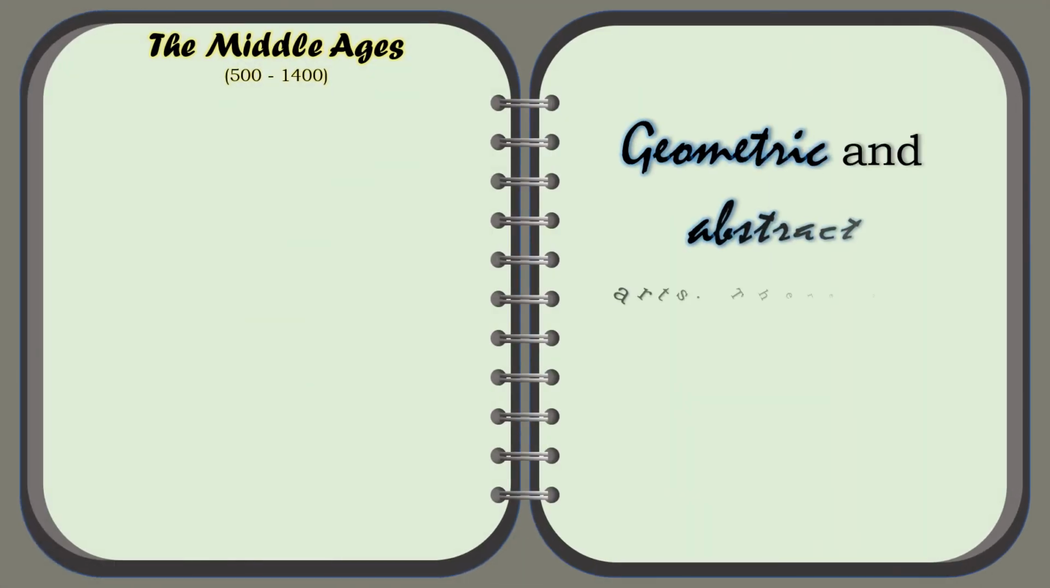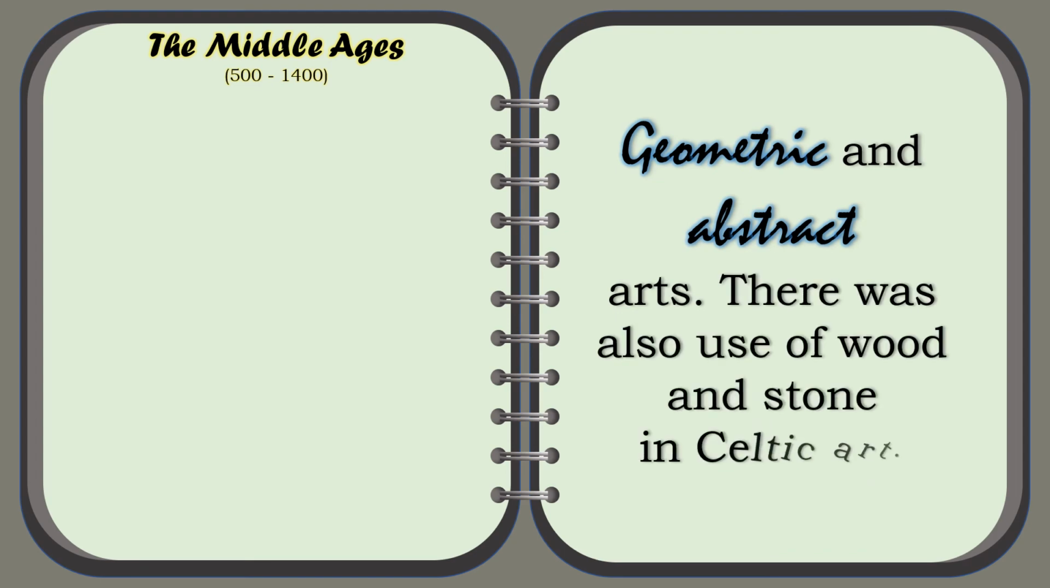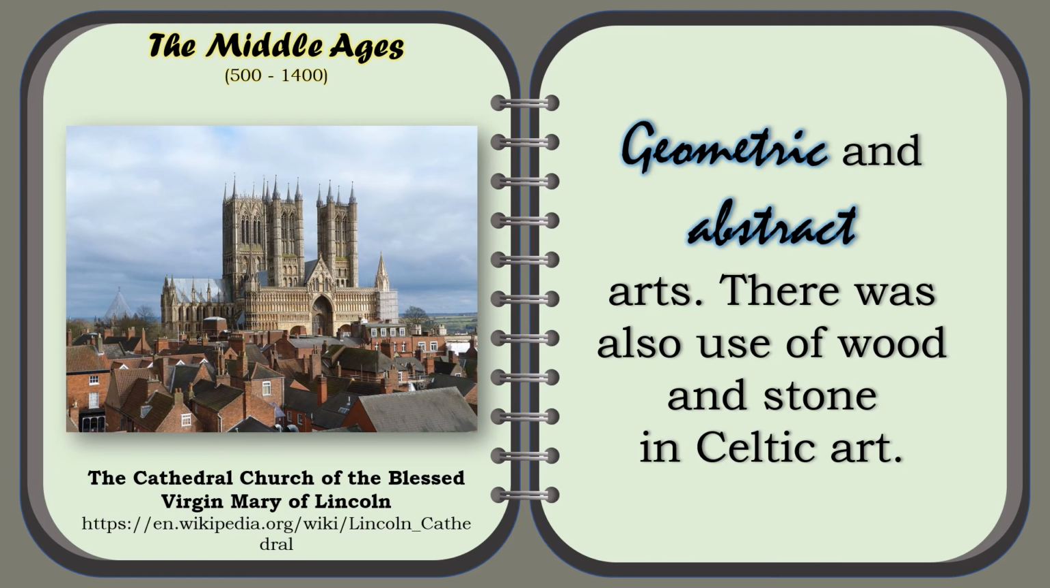Geometric and abstract arts. There was also use of wood and stone in Celtic art. For example, castles and cathedrals. The Cathedral Church of the Blessed Virgin Mary of Lincoln.